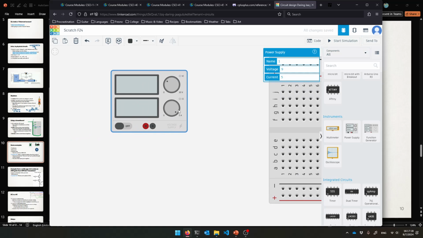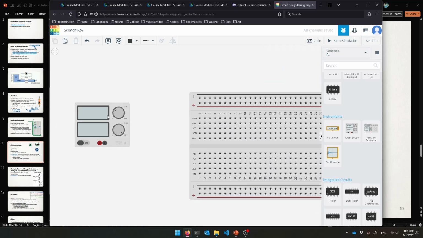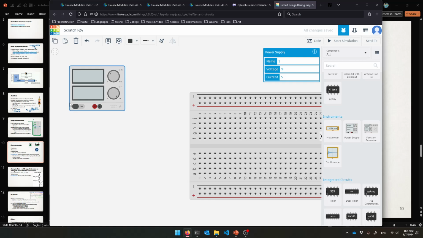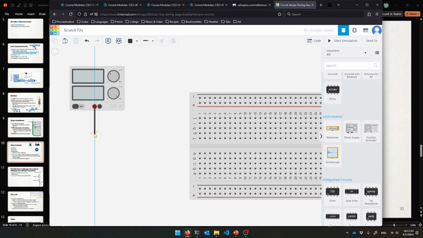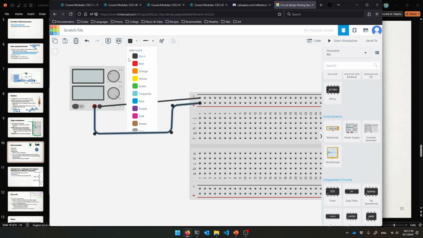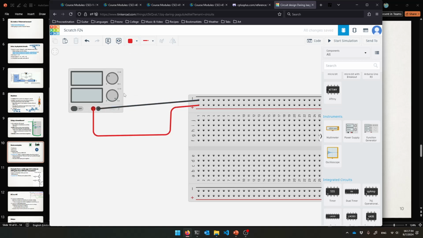So let's use that to power everything. That's our power source now. Bring in positive, and negative. And positive should be red. We like to color code things here.